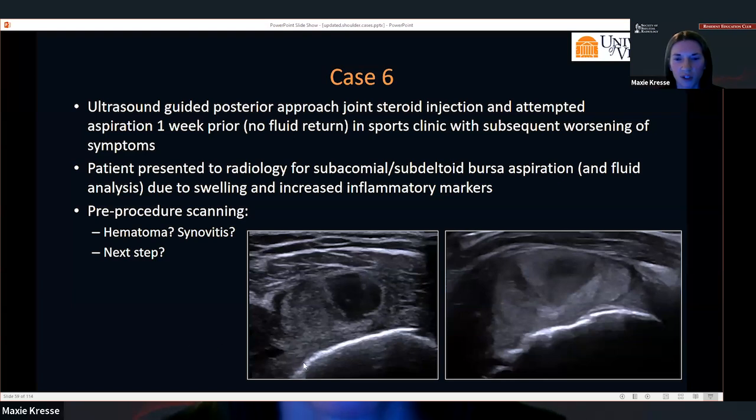So this bone is the humerus. You can see at the bottom of the screen, there are not a lot of landmarks here because the patient did have full thickness rotator cuff tears, which were chronic, but you do have all of this in the subacromial subdeltoid bursa space. So anyone have any thoughts on the next step here?